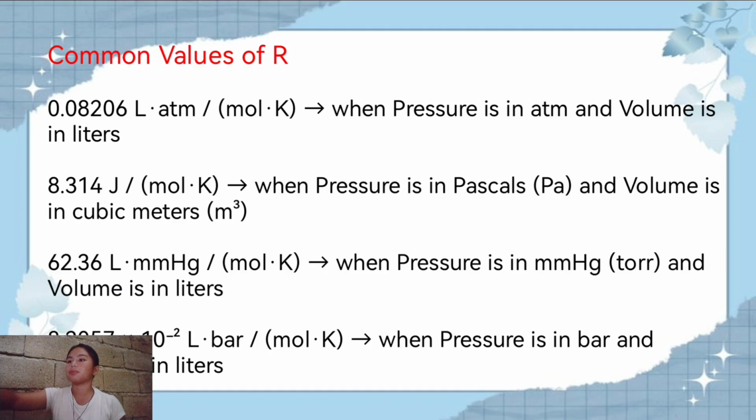So, if the pressure is in pascals and volume is in cubic meters, 8.314 joules ang gamiton. 62.36 liters when pressure is in torr and volume is in liters. 8.257 times 10 raised to the power of negative 2 liters when pressure is in bar and volume is in liters. It is very important to match your units with R. Otherwise, your answers will come out wrong.